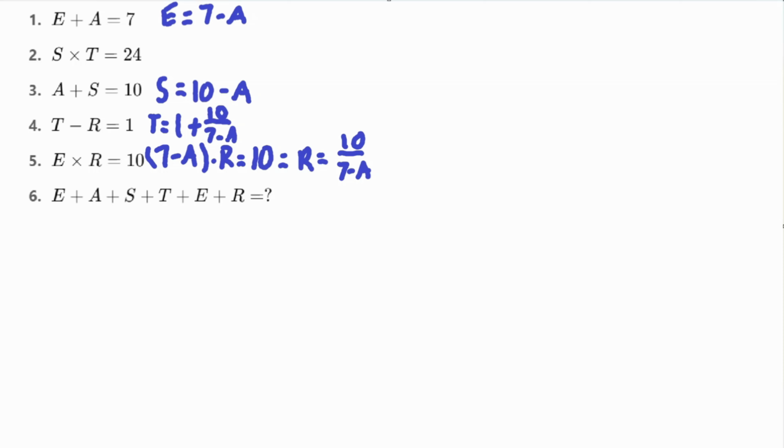So now I have this. And now for our second equation, we can rewrite the S as 10 minus A times T, and our T is 1 plus 10 over 7 minus A, okay? So 10 minus A times 1 plus 10 over 7 minus A is equal to 24. All right, so now we can use this equation here. In this equation, we only have one variable to solve for, so we can solve for A using this equation, okay? So let's go ahead and do that.